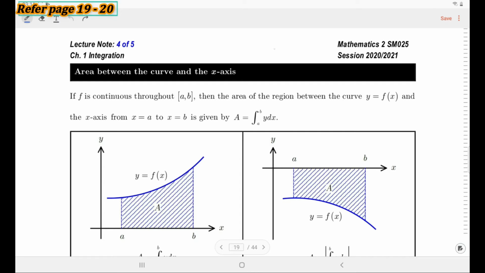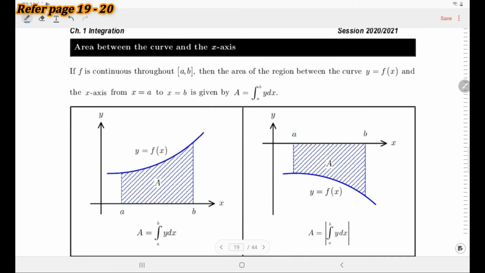This is the curve, and this is the function. This is the axis, x-axis or y-axis. So first of all, we'll be looking at the area between the curve of the function and the x-axis, so the horizontal one.